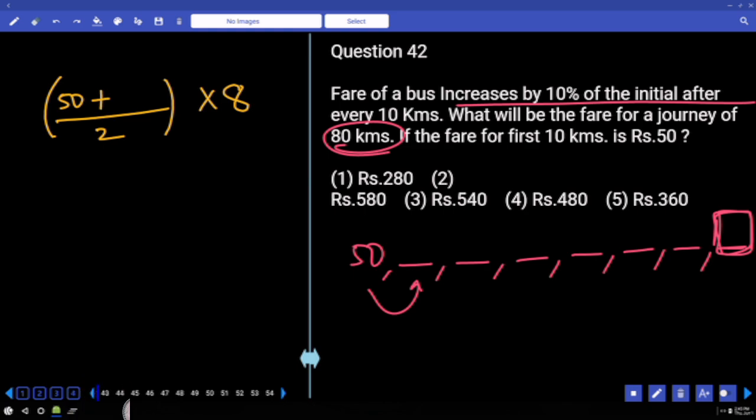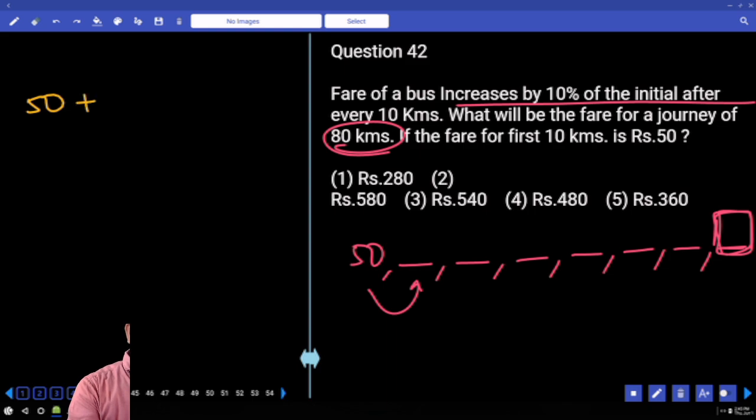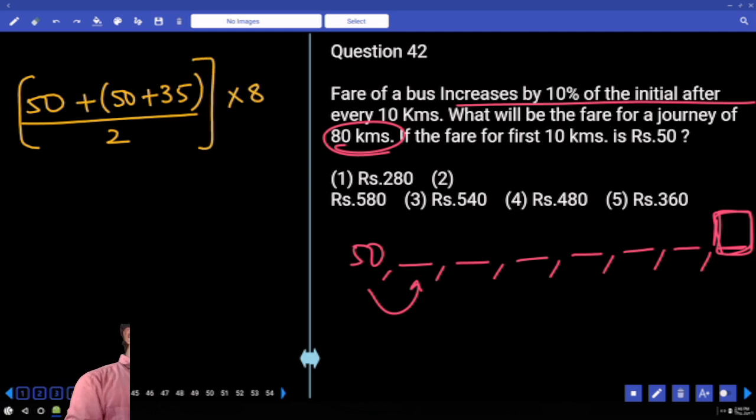For the second number in our series, we need to increase 10% on this number, right? 10% of this number is 5, so 5 is increased. To get the third number, we need to increase 20%, that means 2 fives, right? To get the fourth number, how many fives? To get the eighth number, 7 fives, which is 35, right? So your first number is 50, and your last number is 50 plus 35, divided by 2 is the average, multiplied by 8, the number of numbers. 50 plus 50 is 100, 4 times. Left over 35, 35 4 times. Double, double. 400 plus 140, that's it.